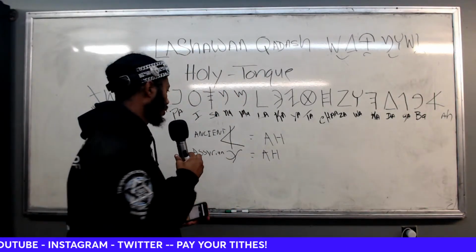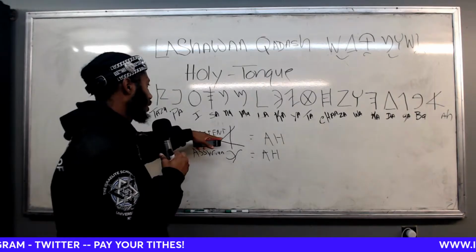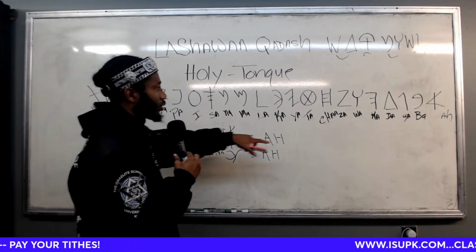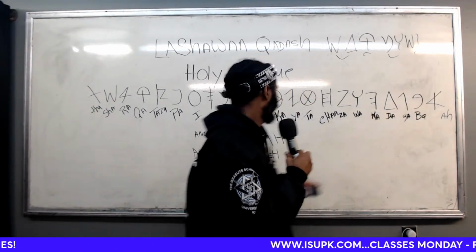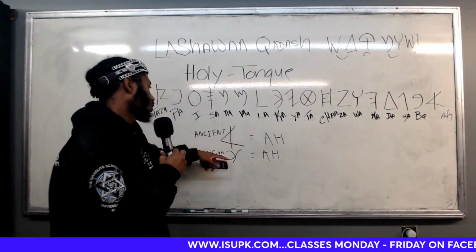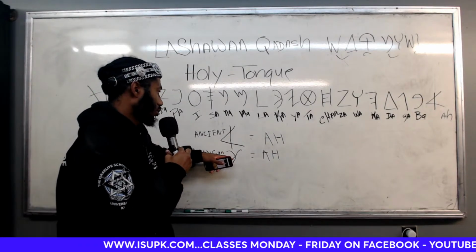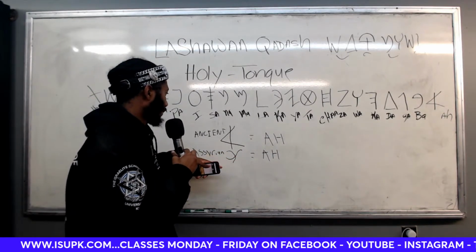Yeah, pass the sister the mic. So that's your ancient right here, and you see your ancient right here as well. That's what it'd be for I. Then your Assyrian looks kind of like an X almost. And that's what it would be. You feel me? So that's just the basics.